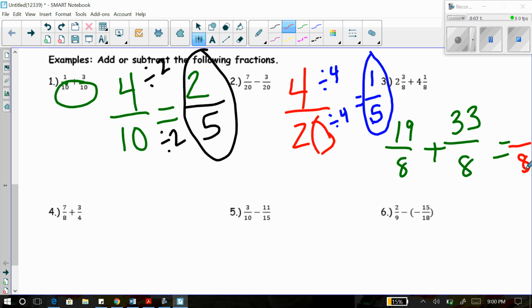And 19 plus 33 is 52. Now, in this case, I did not say leave it as an improper fraction or leave it as a mixed number. So in this case, I will take either, but I do just want to remind you guys how to change improper fractions to mixed numbers.